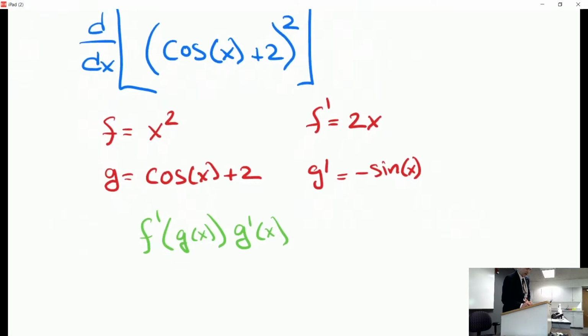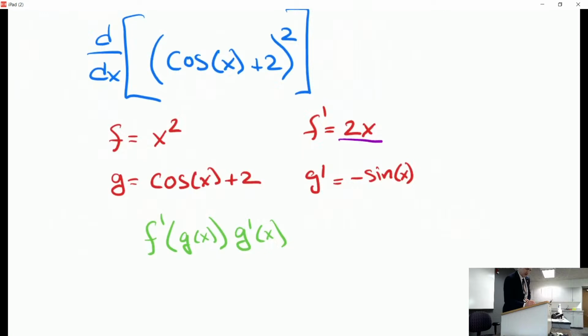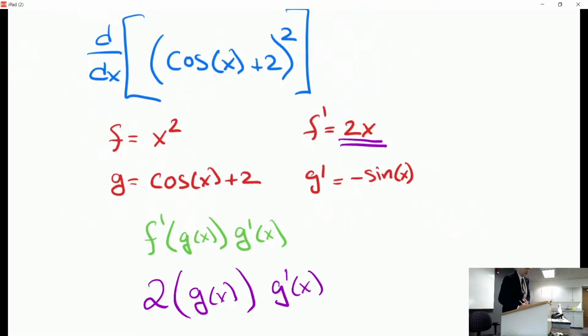So f prime is this thing right here. So that's going to be 2. But it's 2 times, not 2 times x. Here, you know what I'm going to do? I'm going to do it this way. There. Just to emphasize, I'll do it super slowly. So f prime is 2x, but I'm not evaluating this at x. I'm evaluating it at g of x.